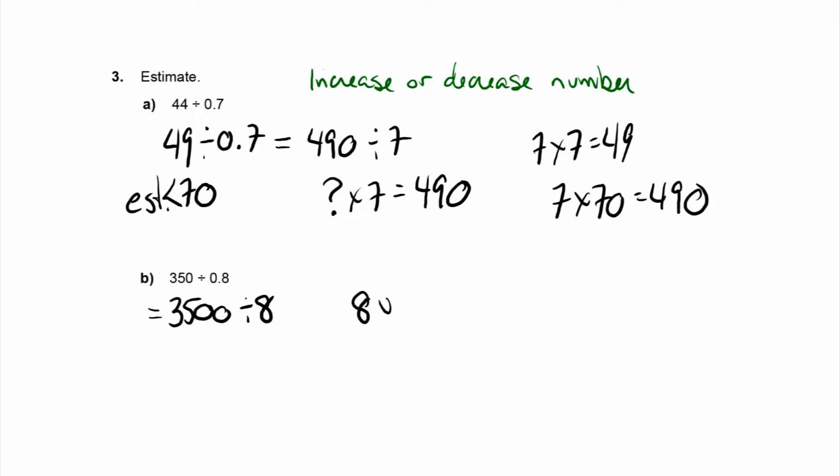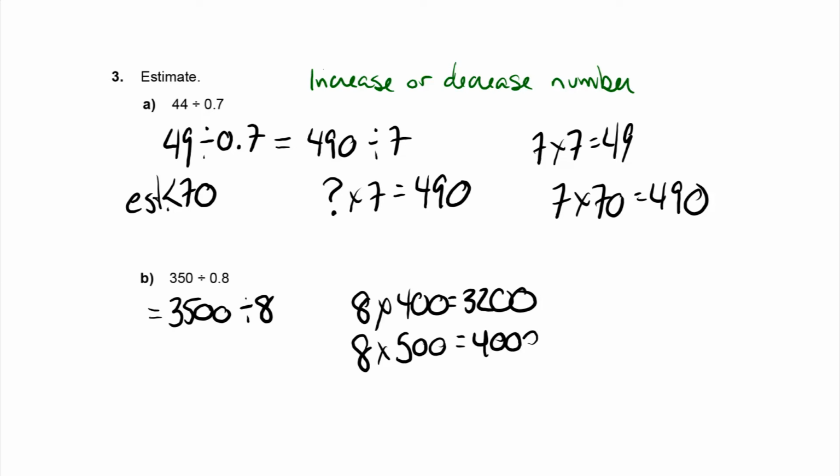So what number times 8 is going to get me to 3,500? Well, I remember that 8 times 4 is equal to 32. So that means 8 times 40 is equal to 320. 8 times 400 is equal to 3,200. I can make the same connection that 8 times 500 is going to be equal to 4,000.